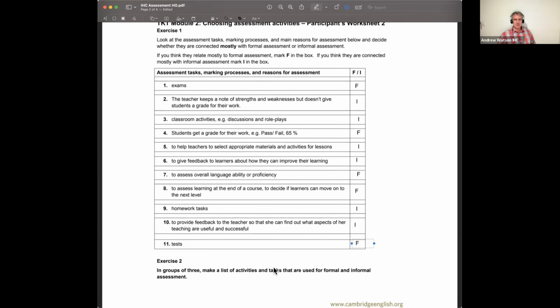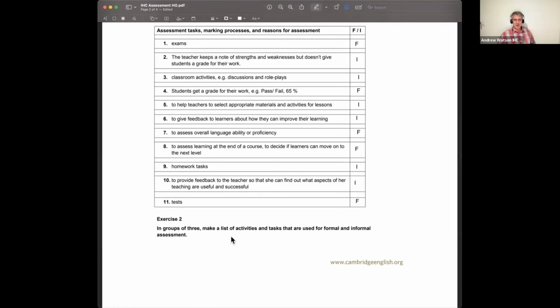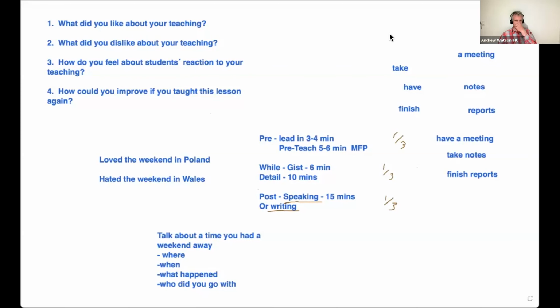All right, now we're going to work together, make a list of activities and tasks that are used for formal and informal assessment. Can you remember any terminology? Let's clear this. We can try and divide them. Formal. Informal.